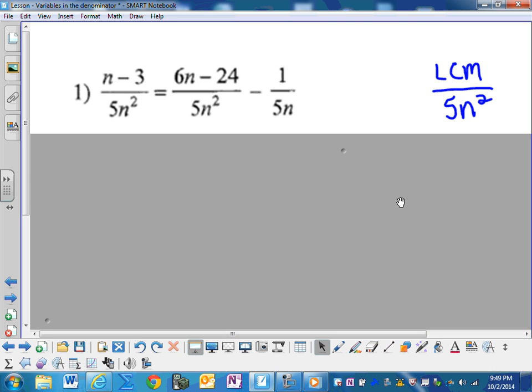And when you're working with variables with exponents, the variable with the highest exponent is always going to be your least common multiple. So if we had an n to the third here, n to the third would have been the variable we would have used. So go ahead and solve number 1.